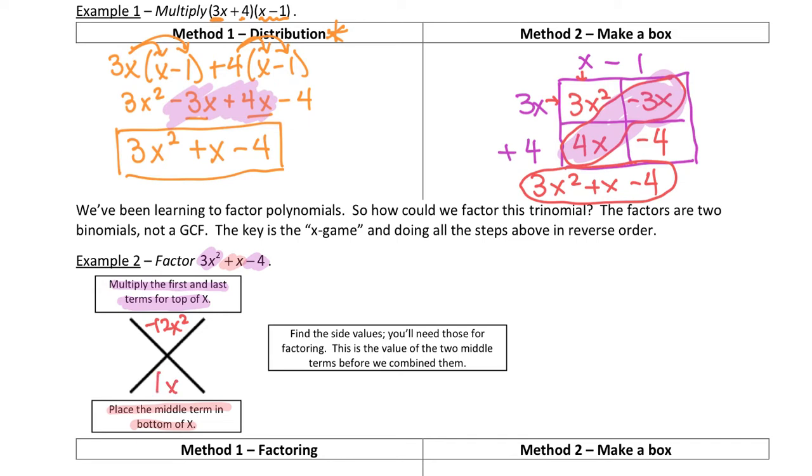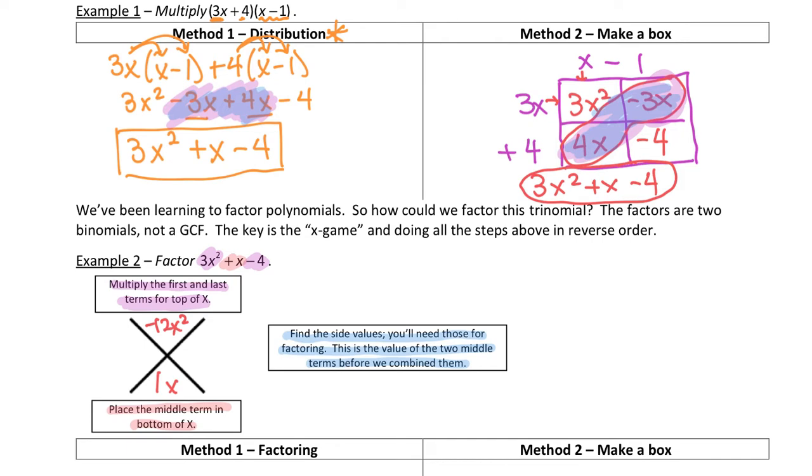Okay, now here comes the tricky part. We're going to play our x games like we did earlier. Find the side values. You'll need those for factoring. This is the value of the two middle terms before we combined. So that's how we find these terms here. Basically what I'm saying is that when you're given one of these problems, you'll have no idea what those values were unless you do this process.